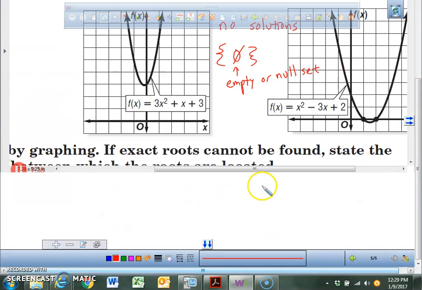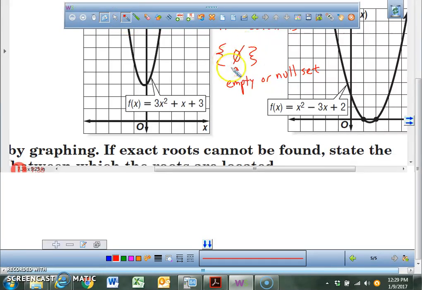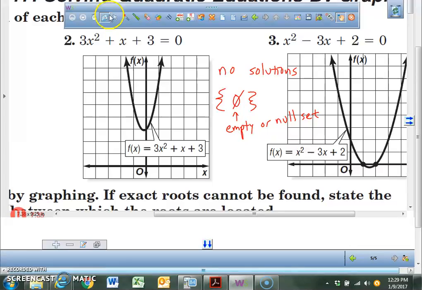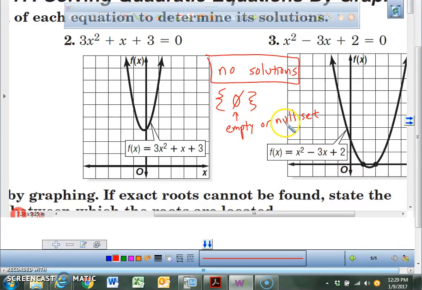This is different than if you wrote this, everybody. If you wrote this, you are telling me there is a solution. There is a solution where? At 0. This up here lets me know that there is no solution. Now, if you'd like to, you're more than welcome just to write the words no solutions, so you don't confuse me. All right?